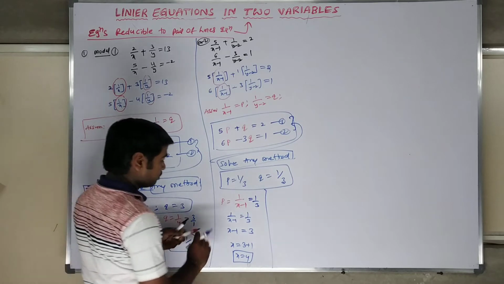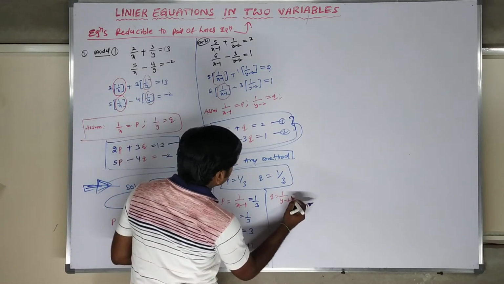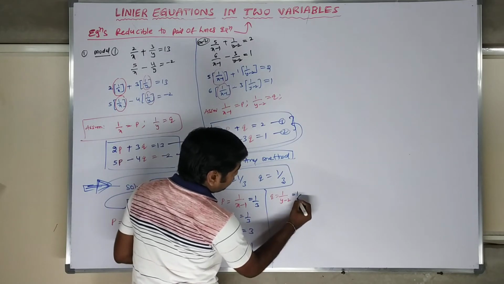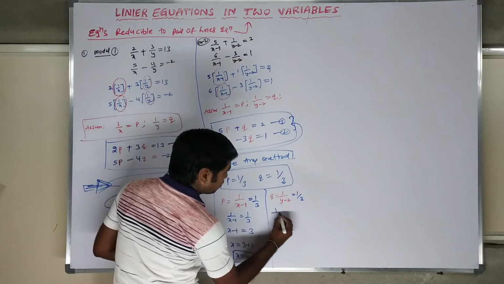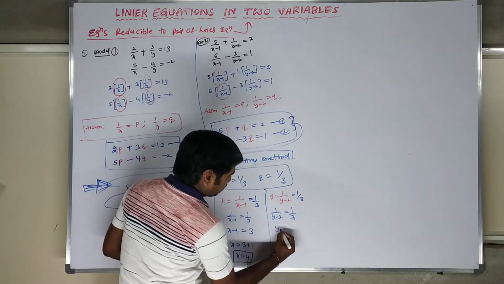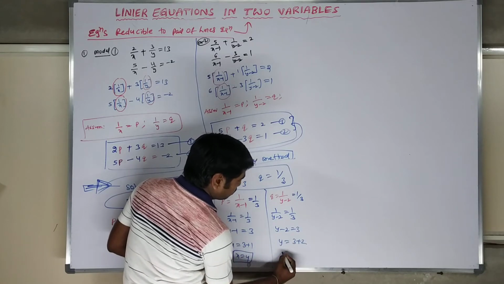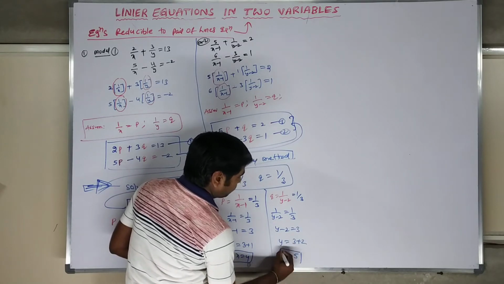Clear? Same thing, now you know q is equal to 1 by y minus 2. But what is the answer I got? When q is 3, please equate 1 by y minus 2 equal to 1 by 3. Cross multiply: y minus 2 is equal to 3, y is equal to 2 plus 2. So y is equal to 5.